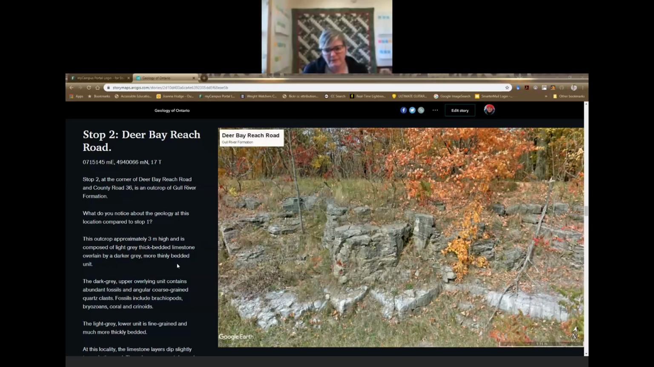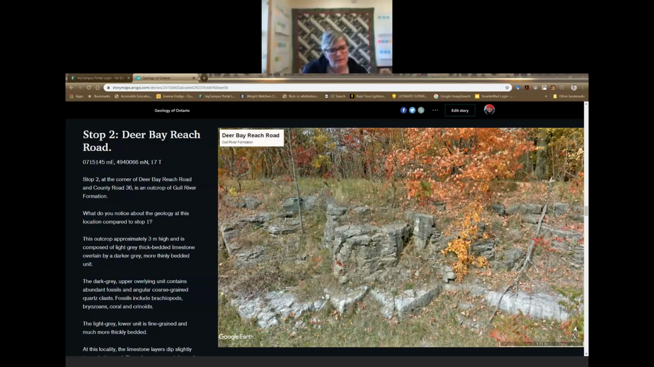There are a couple of things that you will notice here. Certainly, there doesn't appear to be the shaly interbeds that we saw at the first outcrop. This is an outcrop here of reasonably thin-bedded limestone, and then we have a much thicker, more pale-colored unit at the base. But we don't see that clastic sedimentation in conjunction with the formation of the limestone.